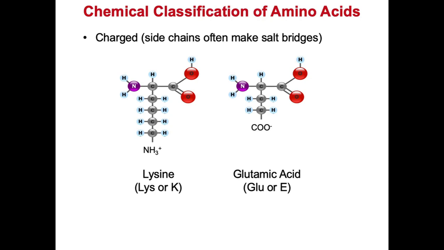So they can have positive or negative charges, and you can understand that these charges can then be used in chemical reactions, perhaps within the active site of an enzyme, or even bonding together, as I said before, and these can make salt bridges.